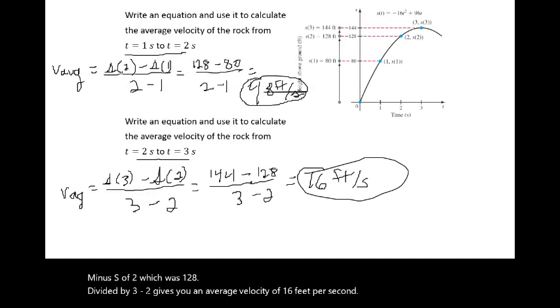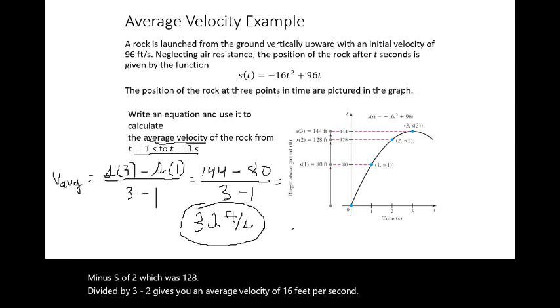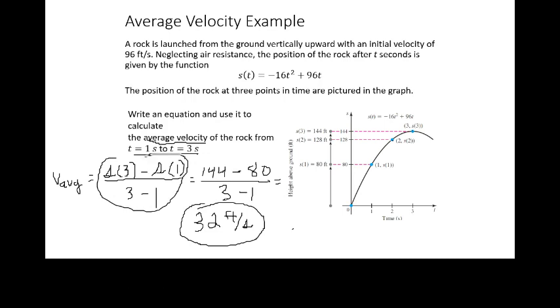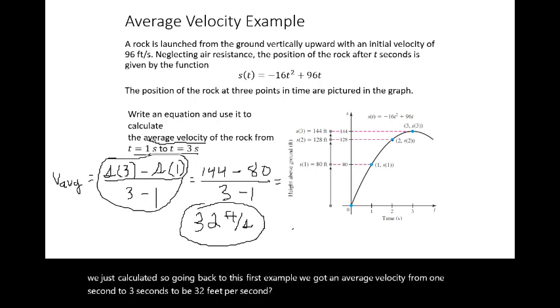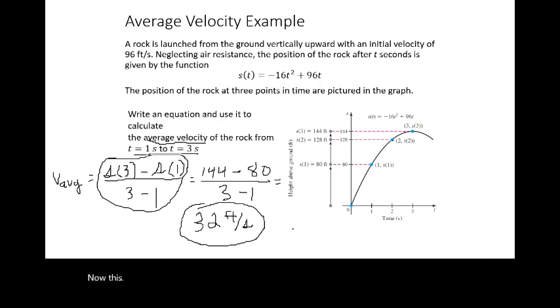Now, for each of these, what I'm going to do is, on this graph here, draw all three of those average velocities that we just calculated. So going back to this first example, we got an average velocity from 1 second to 3 seconds to be 32 feet per second. Now this should look like the slope formula because it actually is. If you were to draw a line that connected 1, s of 1 and 3, s of 3, the slope of that line would be 32.